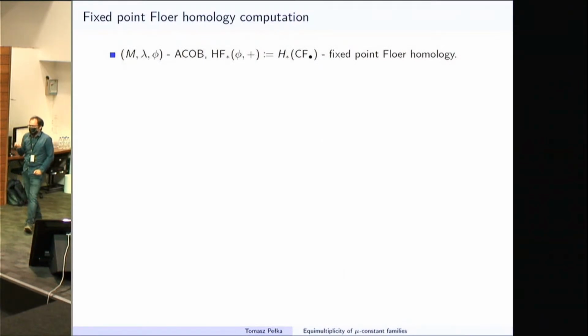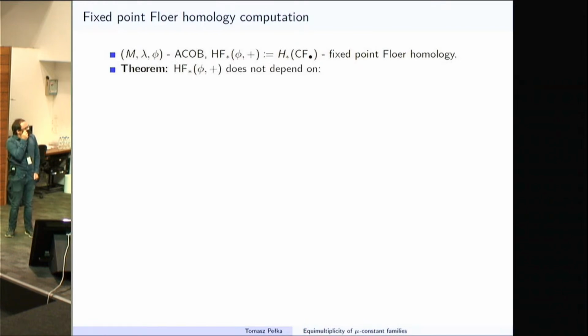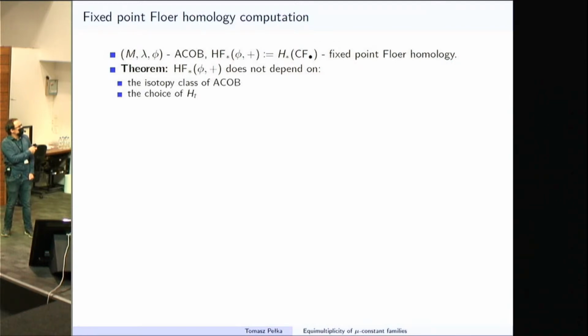So now let's go back to singularity theory, and let's see how far we can go by using these ideas towards computing Floer homology of the symplectic monodromy. In general, I start with an abstract contact open book. I define fixed point Floer homology as the homology of this Floer complex generated by twisted loops, which generalizes the Floer complex for the compact case. The theorem here is that the Floer homology does not depend on the isotopy class of an abstract contact open book and the choice of this auxiliary Hamiltonian.